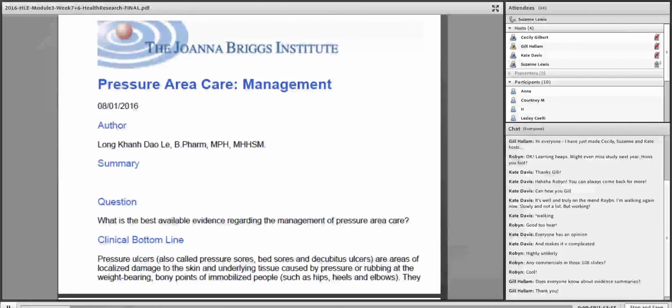So that's just a very brief look at the Joanna Briggs Institute, and as with the Cochrane Library, if you have time to just go in to those resources through the QUT library or through your own institution and just have a look at them, that's really, really helpful to do.